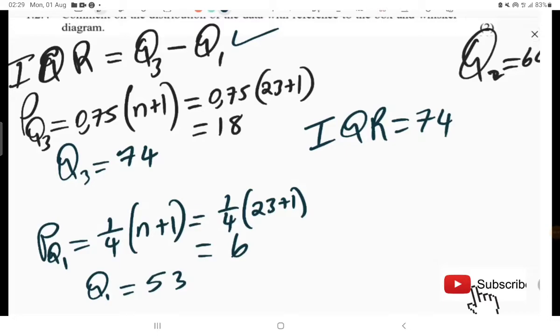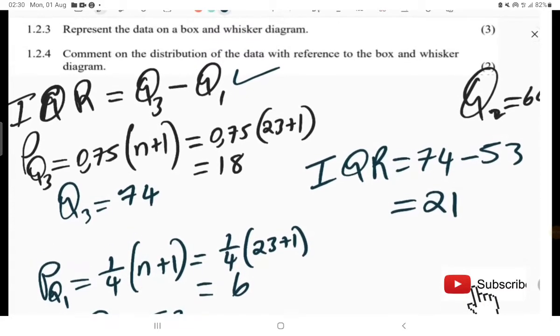Then we have Q1, which is 53. So when you press your calculator, you will get 21 as your interquartile range. So basically, this is how it is calculated.